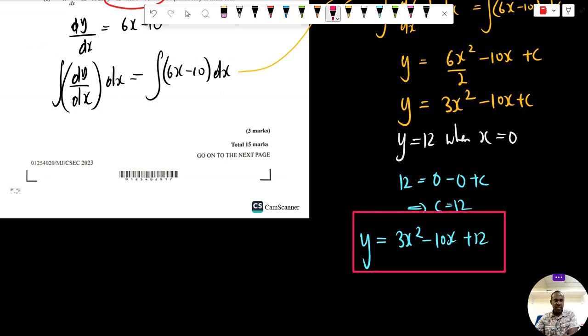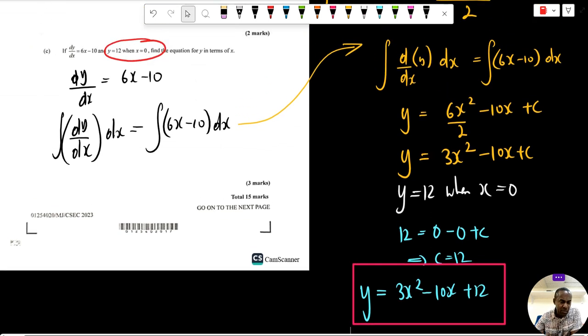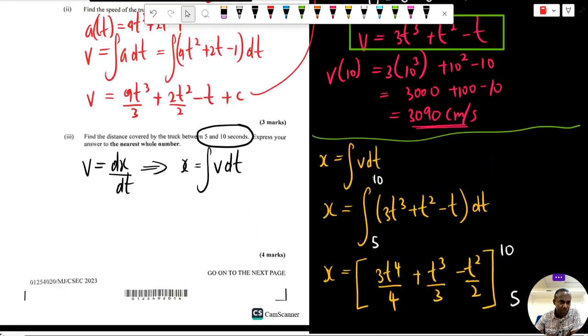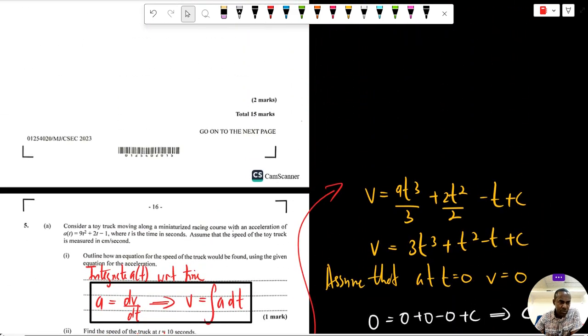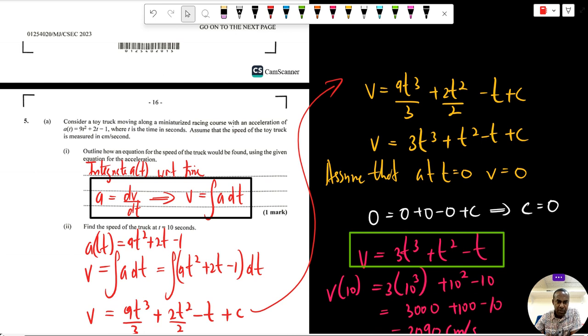Right? So that is the end of this question and the end of this section from the June 2023 AdMaths paper 2.